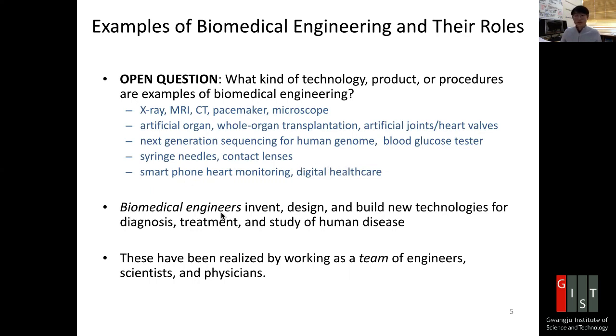Thus, biomedical engineers invent, design, and build new technologies for diagnosis, treatment, and study of human disease to overcome our diseases. And this ultimate goal of treating or improving our quality of life requires not only a single discipline or single field of knowledge, but multiple disciplines together. This has been realized by a team of engineers, scientists, and physicians.